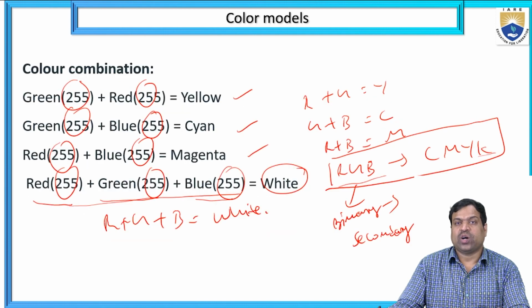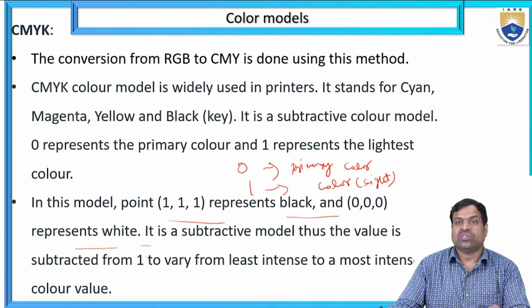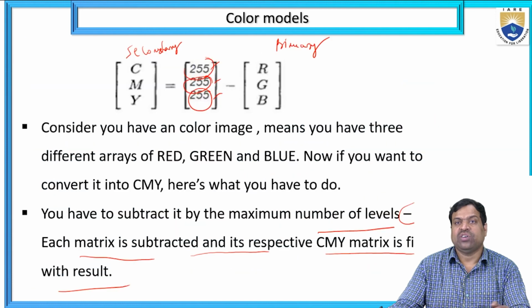So what are the color combinations? Green plus red equals yellow, green plus blue equals cyan, red plus blue equals magenta, red plus green plus blue equals white. These are the color combinations of primary to secondary. Another color model is CMYK. CMYK is cyan, magenta, yellow and black. Here 111 represents the black color, 000 represents the white color.